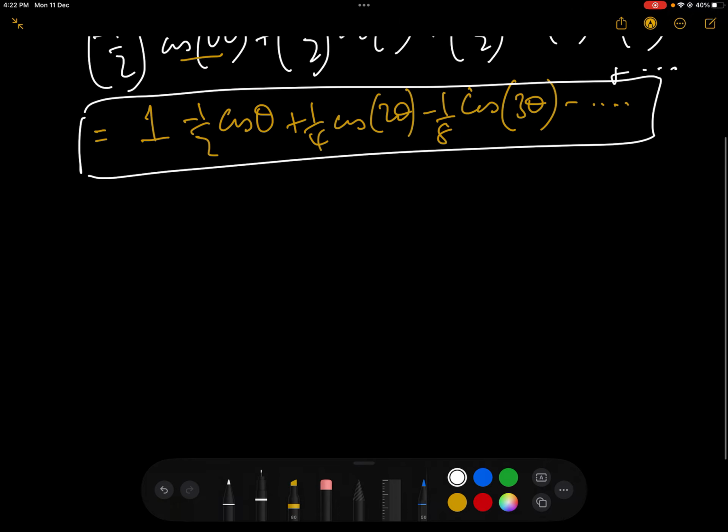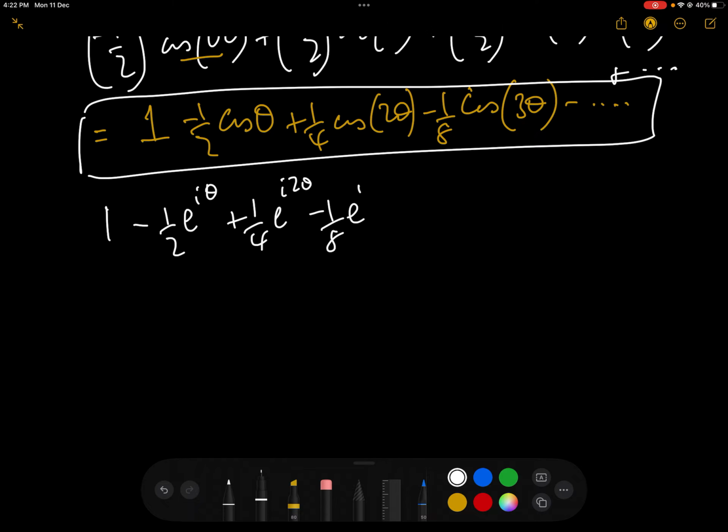Okay, so what we need to do is we need to look at the series 1 minus a half e to the I theta, add a quarter e to the I 2 theta, minus an eighth e to the I 3 theta, etc, etc, etc. Now this is a geometric series where we have a equals 1, which is the first term, and the ratio is minus a half e to the I theta.